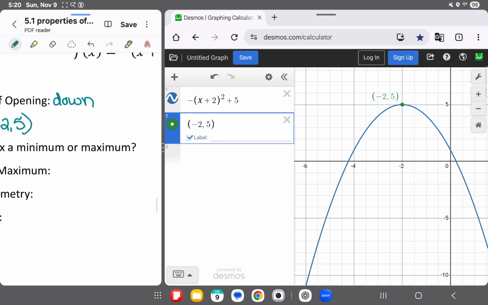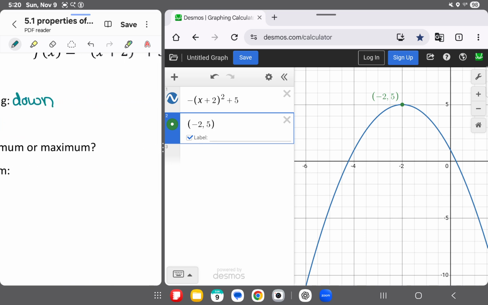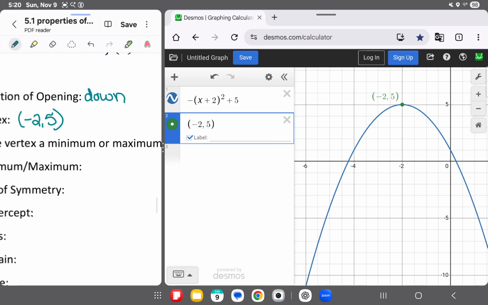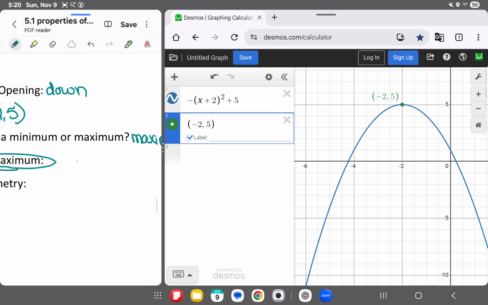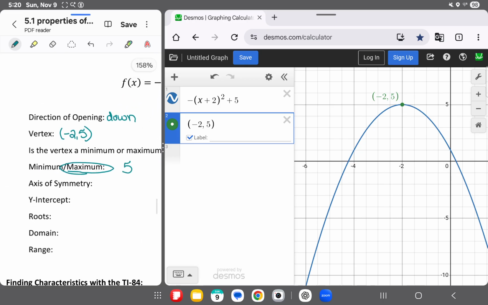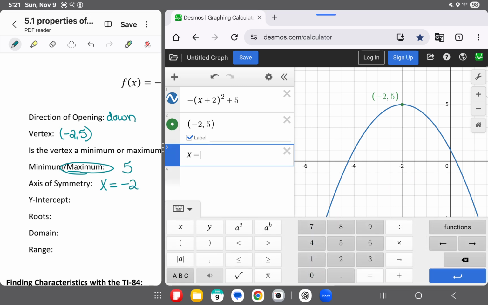So is this vertex a minimum or a maximum? Well, in this case, it is a maximum. And then that maximum value is the y value of the vertex. So that is 5. Then our axis of symmetry is also coming off that vertex. And so that is going to be x equals -2. I'm going to graph it again for you. Do you have to do that? No. I just still want you to see it.